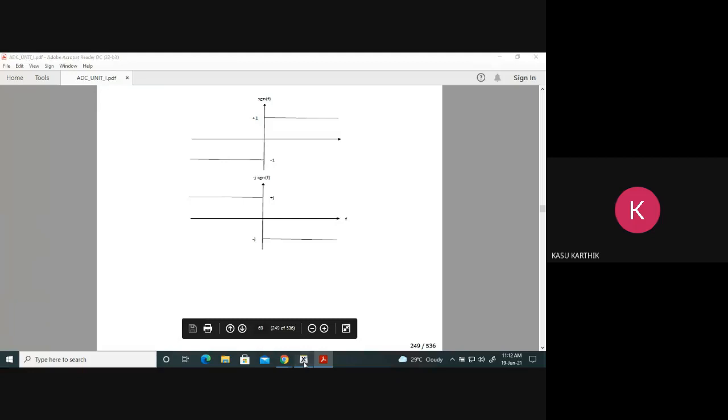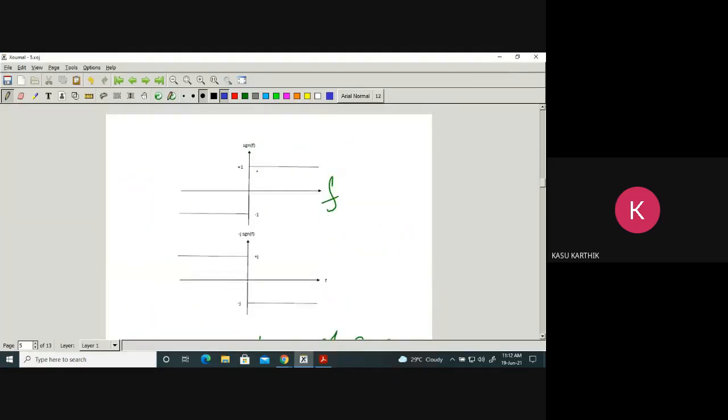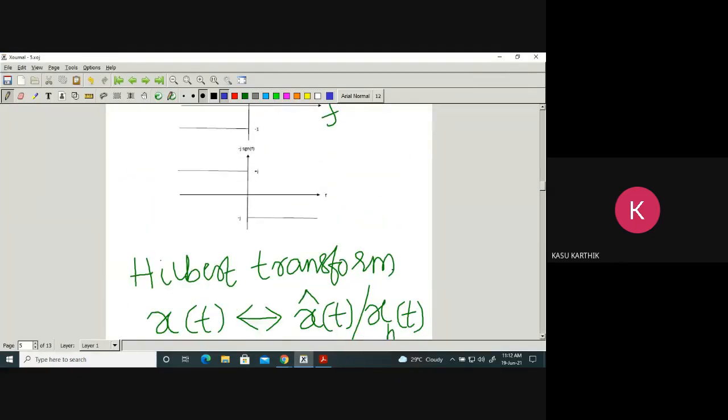Now, this is what I want to try to explain. So, this is minus j sigma of f. What is minus j sigma of f? How do you write this? It is minus j whenever frequency is greater than 0. It is plus j whenever frequency is negative. Is it okay? That is the minus j sigma of f function.